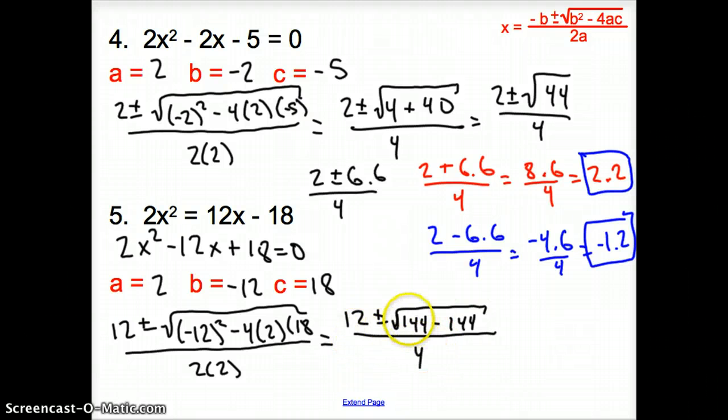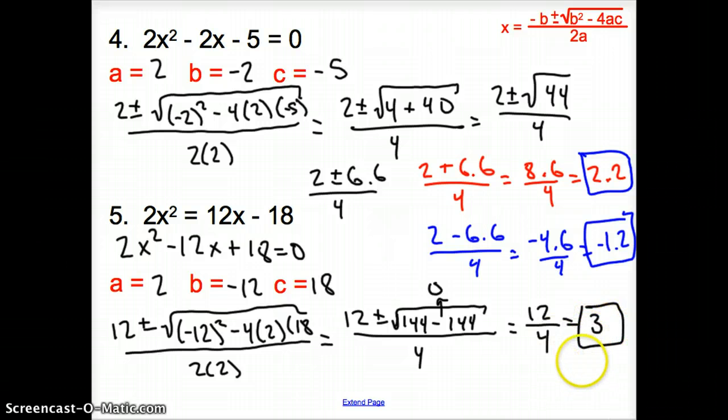If we keep going, 144 minus 144 is 0, so it's just 12 over 4, right? Because this turns into 0. So 12 over 4 is 3. So now we just have one solution, and that solution is 3.